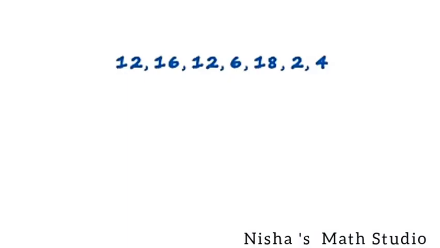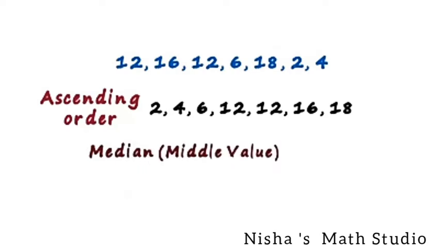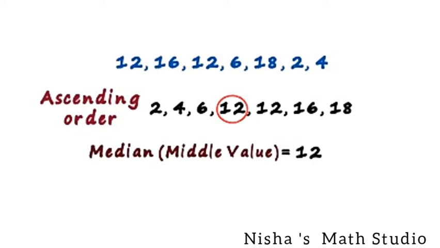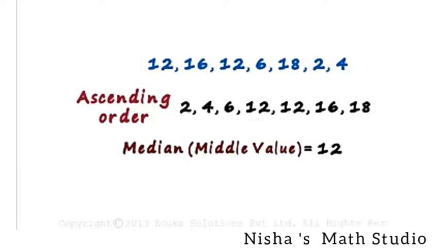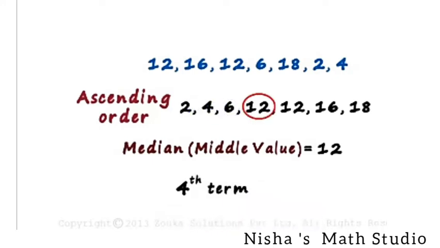Here are some set of data. We know that median is the middle number. So first we have to arrange it in the ascending order. So we have here 2, 4, 6, 12, 12, 16 and 18. After we arrange it in the ascending order, now we will find the median. We know that it is the middle value. So 12 is the middle value because there are 3 numbers before that and 3 numbers after that. So the median is 12. Now this 12 is the 4th term from the given data, 1, 2, 3 and the 4th term.